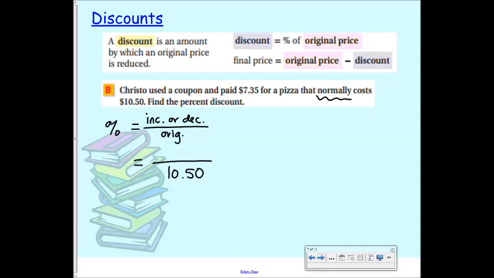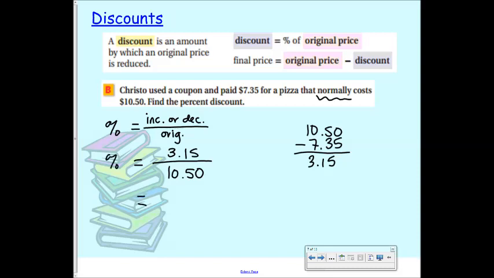Okay. How do I find my amount of increase or decrease? Subtract what? 1050 minus what? 7.35, because that's how much it costs now. So I'm going to subtract that, and I end up with what? 315. Thank you. All right, so that number goes where? On top, 315. And that's going to give me my percent change.